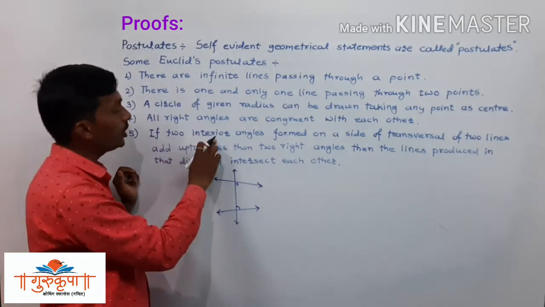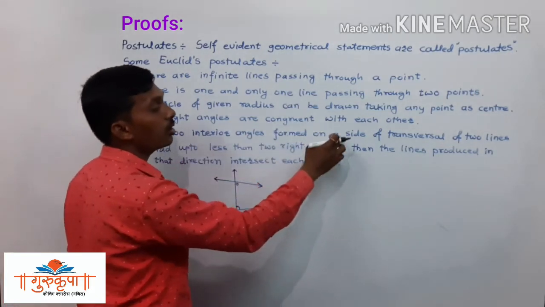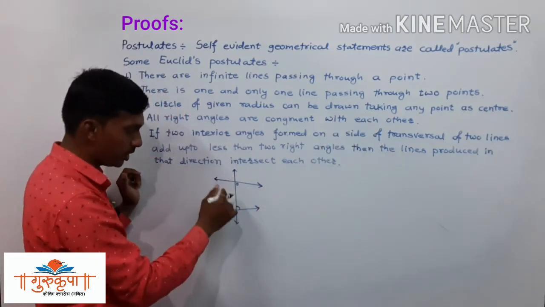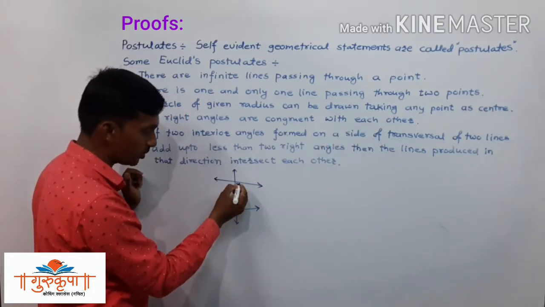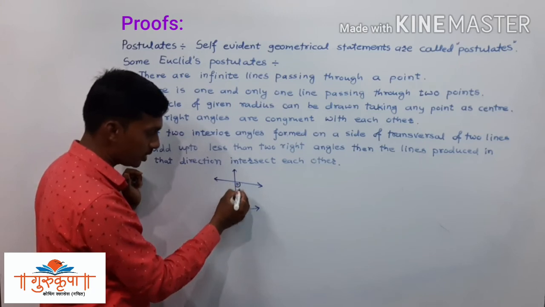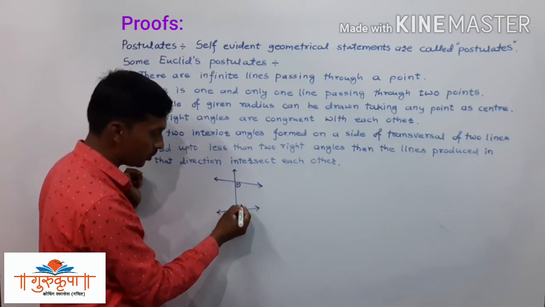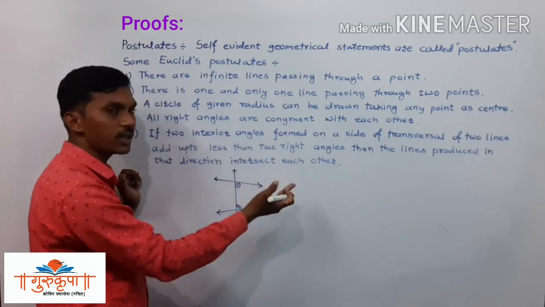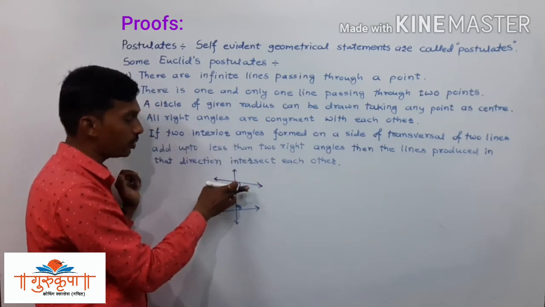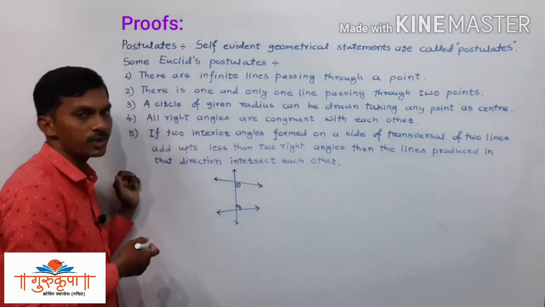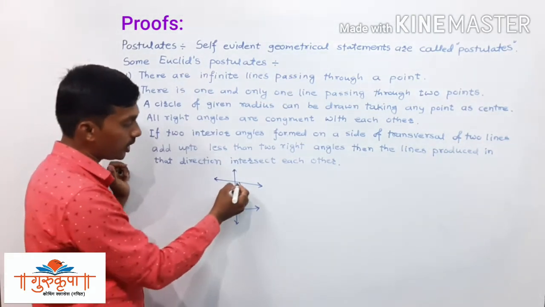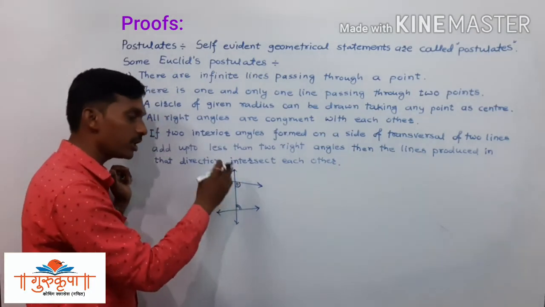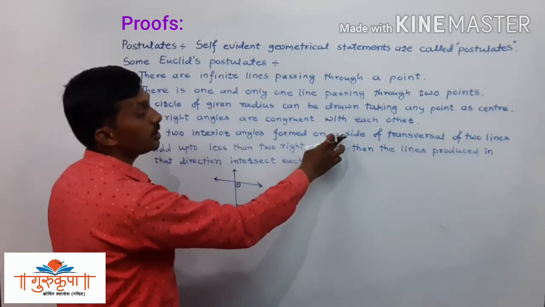If two interior angles are formed on a side of the transversal, this is the transversal and this is the right side of the transversal. Both the interior angles are made to the right side, or we can take both to the left side. Here both the interior angles are on the same side.